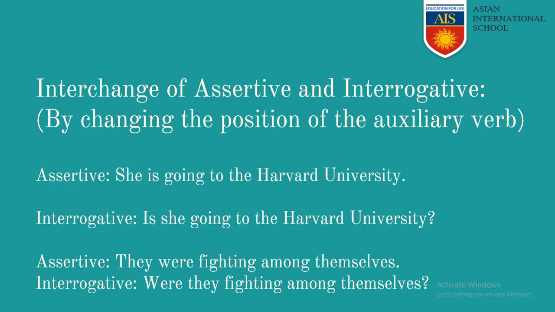It is as simple as that. There is one more example you can see, that is, they were fighting among themselves. This sentence is clearly written in the past form, and we can see where the auxiliary verb of this sentence is. So just like the previous one, we are moving the position of the verb and bringing it to the beginning of the sentence. That is, were they fighting among themselves?